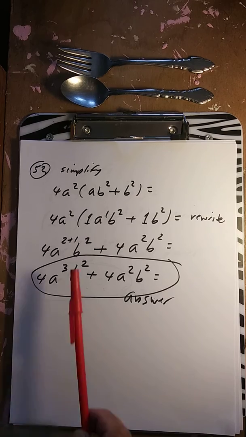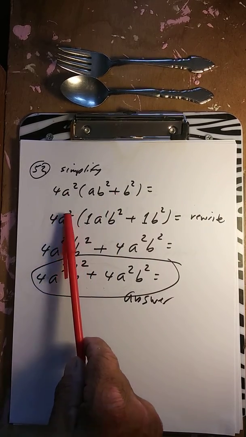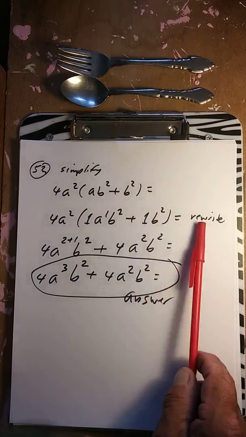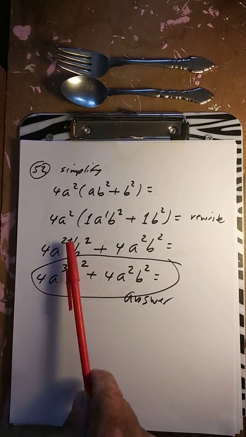Multiply this out. Rewrite it. 4a squared, 1, a to the 1. Now let's do it. 4 times that is 4.